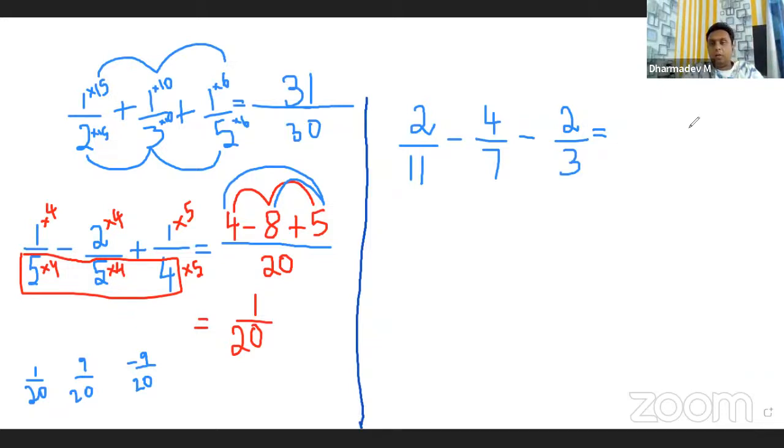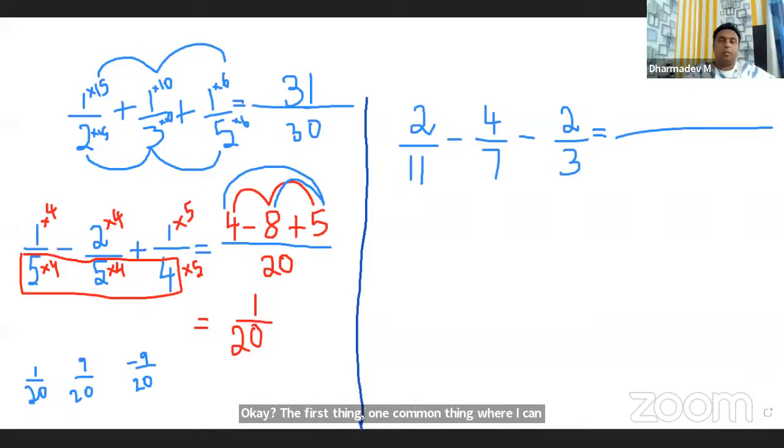The first thing I can observe is that all the denominators are the same, 231. Yes, 11 times 7 times 3. 77 times 3 is 231. So 11 multiplied by 21 is 231, so I multiply the numerator also by 21. That's 42.